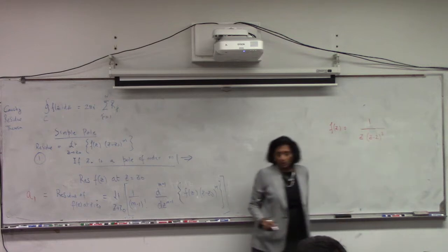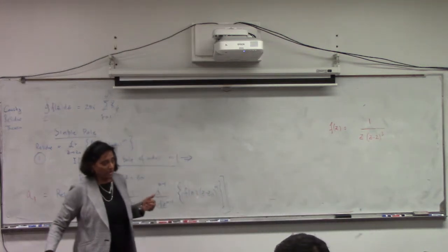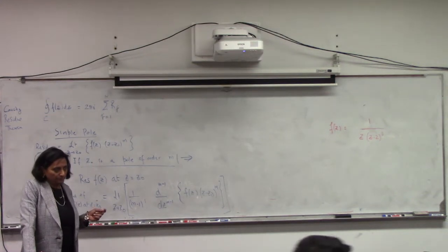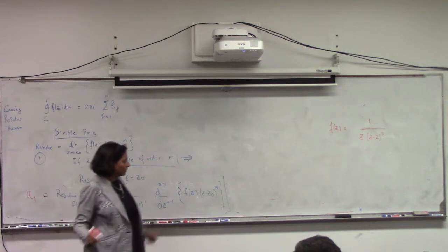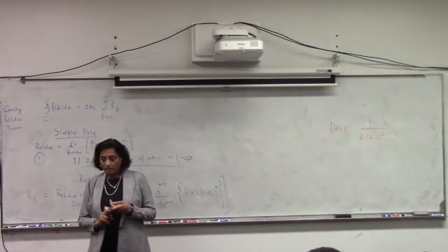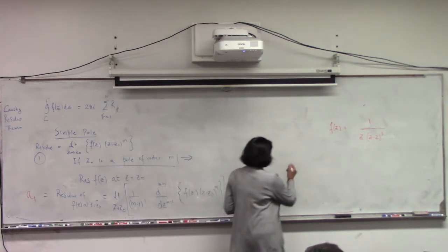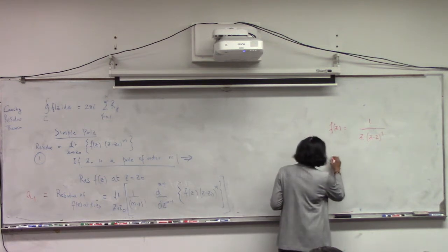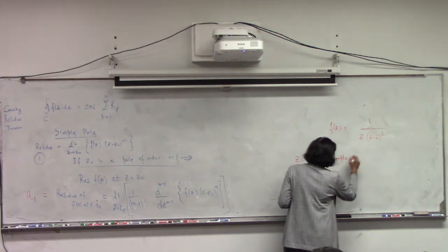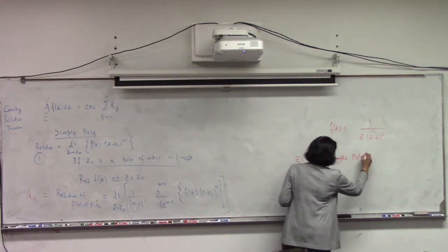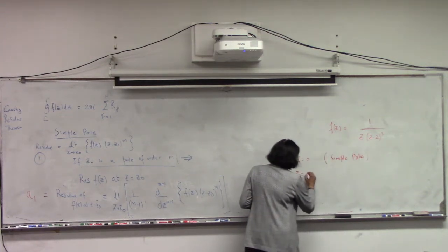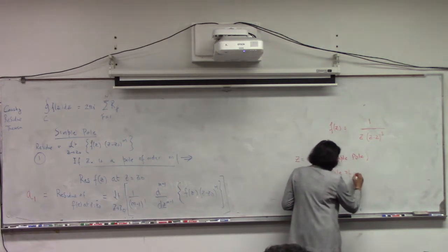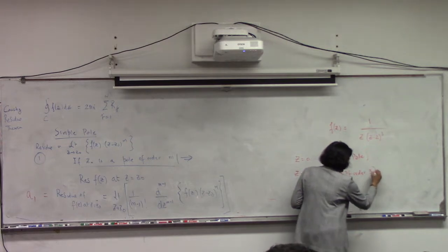Okay, so let's say this is the function. What are the poles and singularities of this function? And the order of the pole. You have 2 poles. z equal to 0 is a simple pole, right? z equal to 2 is what? A pole of order 3. We have two of them, right?